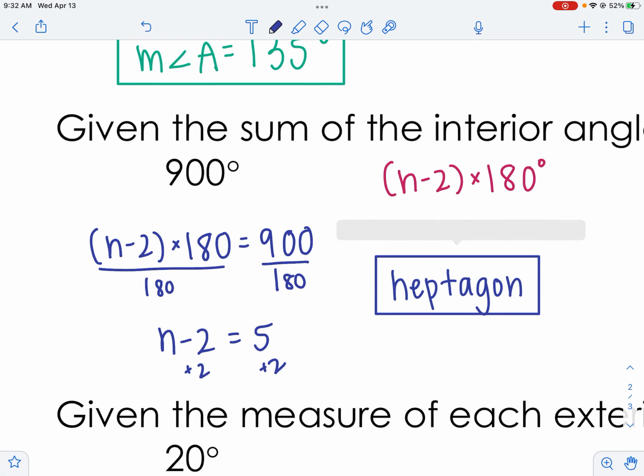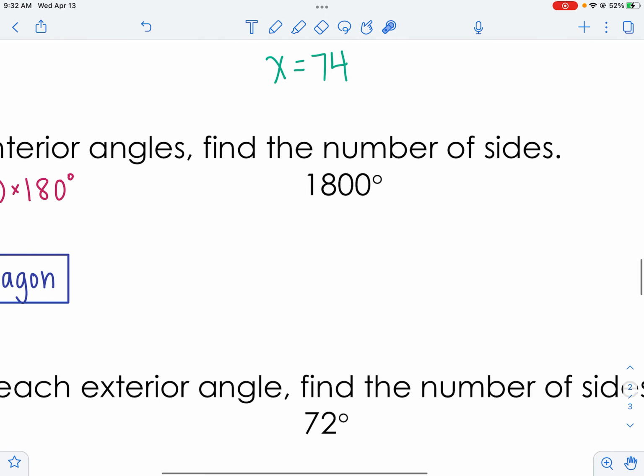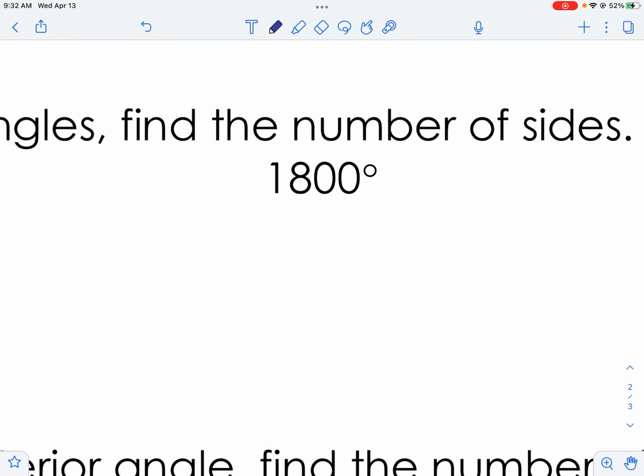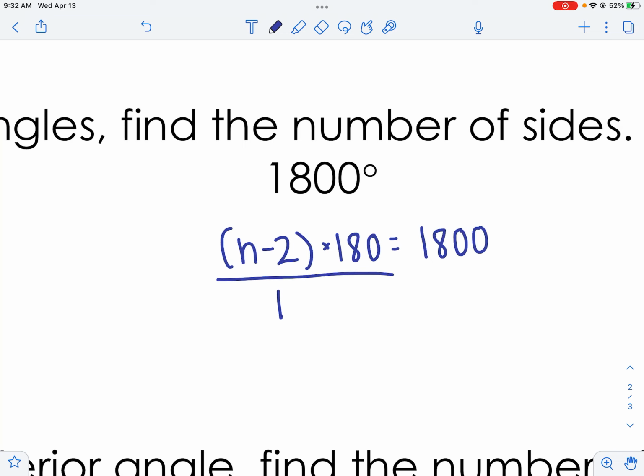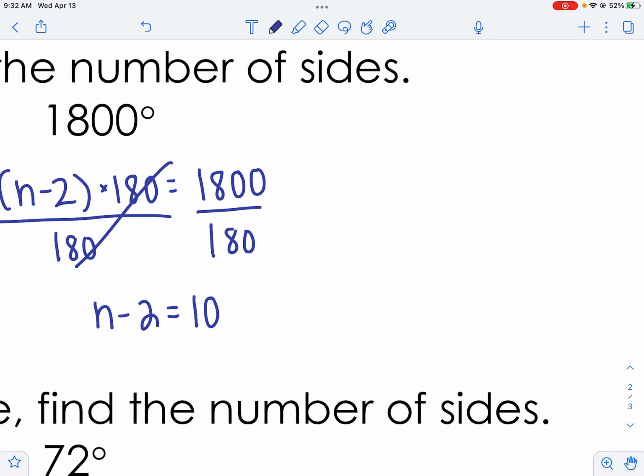So we can use these formulas to figure out what shape we do have. Now, if the sum was 360 for the interior, we know that's a quadrilateral. If it were 180, we know that's a triangle. But if not, we can work backwards. So if this interior sum, so n minus 2 times 180, equaled 1800, now I'm going to go backwards from here. So I'm going to start by dividing both sides by 180. So n minus 2 equals 10. And then I'm going to add 2 to both sides, so n would equal 12.